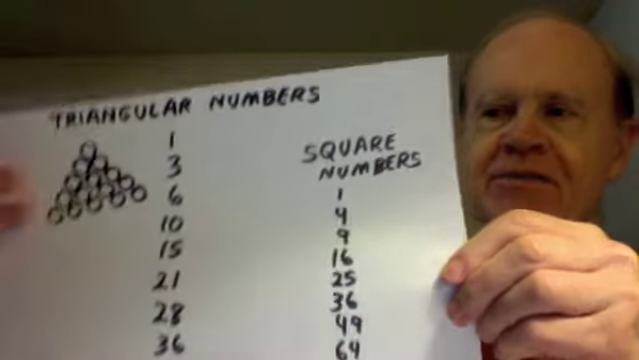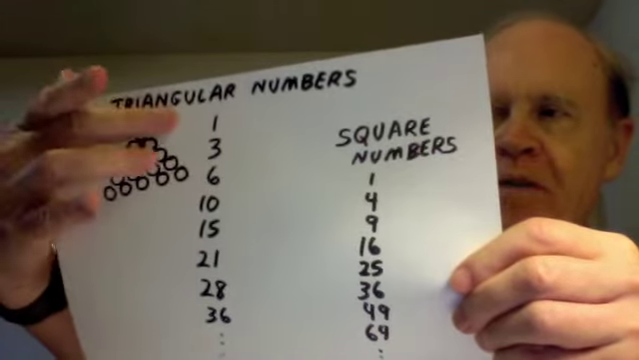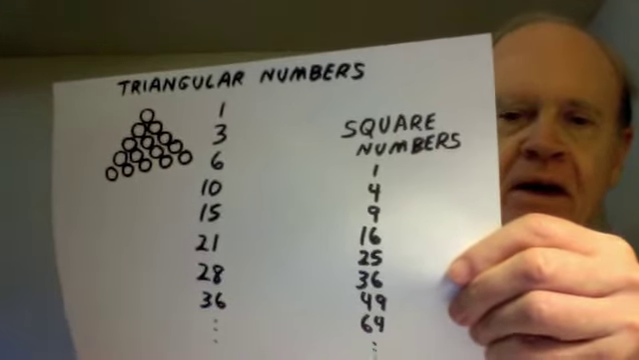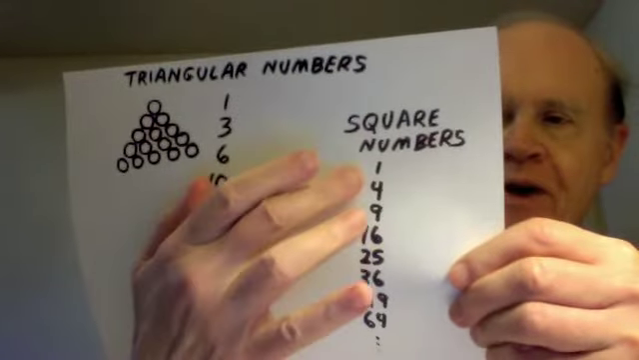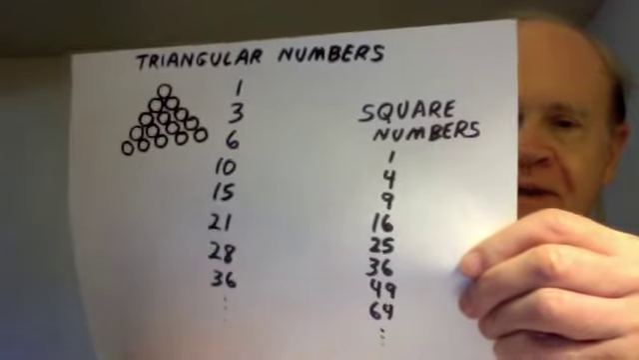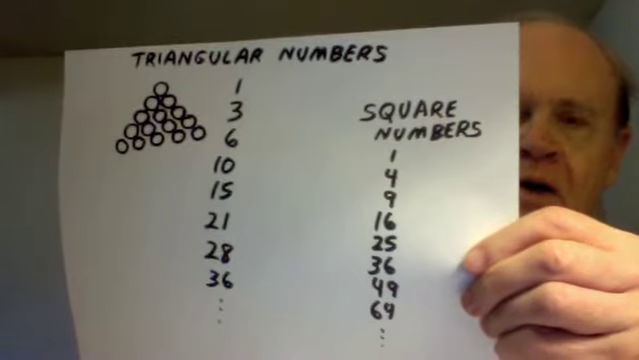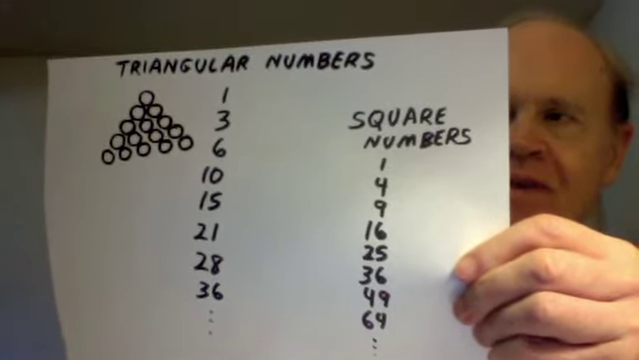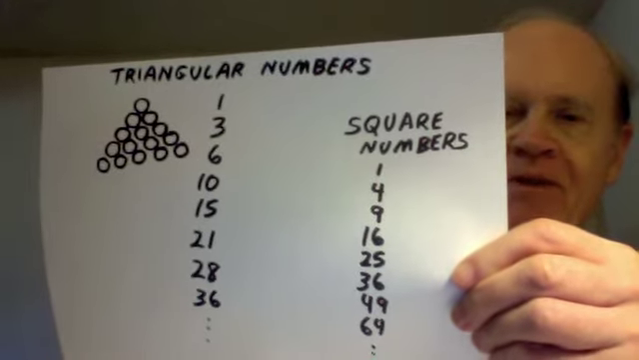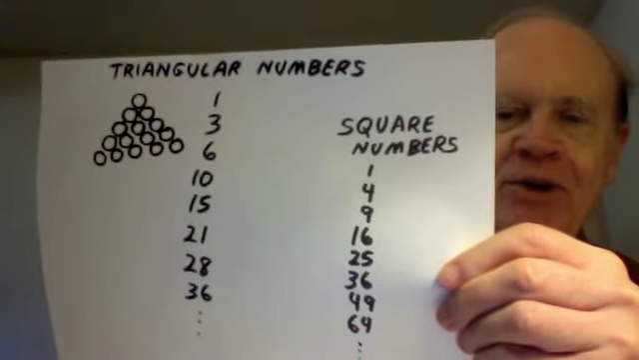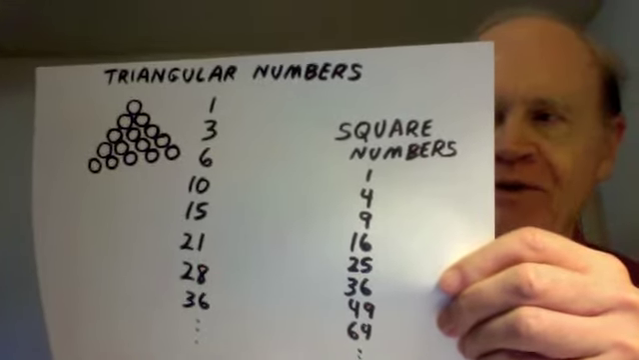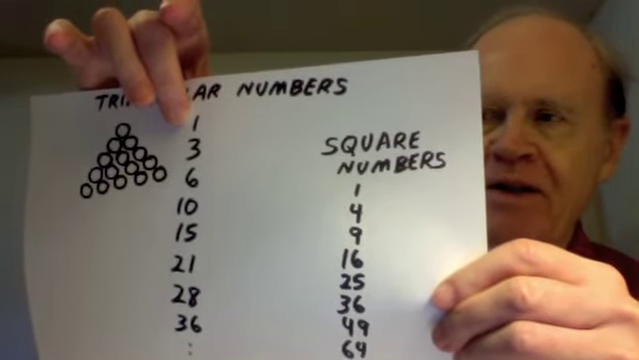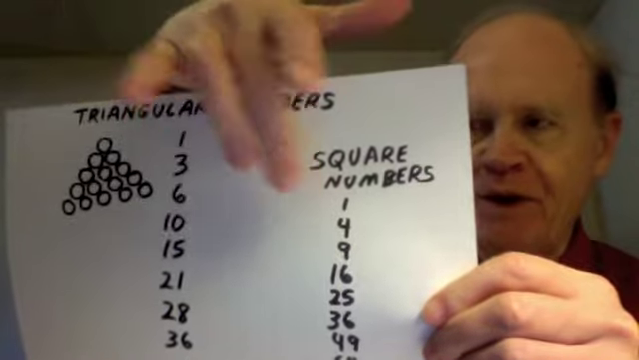Here is the list of triangular numbers from that diagonal list in Pascal's triangle, and here is a list of square numbers down through 8 times 8. We can get this list of square numbers from the list of triangular numbers simply by adding 2 consecutive triangular numbers as we go down. We'll start with the single number 1, which is the first square number.